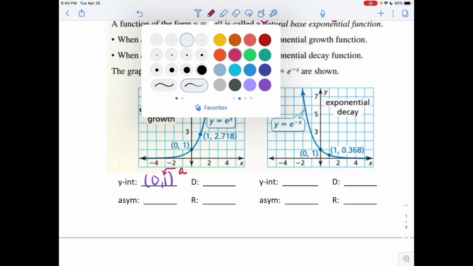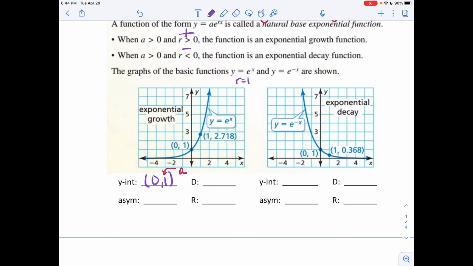Similar to our regular exponential function, we also have an asymptote at y equals 0. Our domain is still all real numbers, and our range is y greater than 0. Notice that at an x value of 1, we are at a y value of 2.718. Well, that is e raised to the first power. So that is, in effect, our b value that we learned before. Remember, at 1, our value was b.